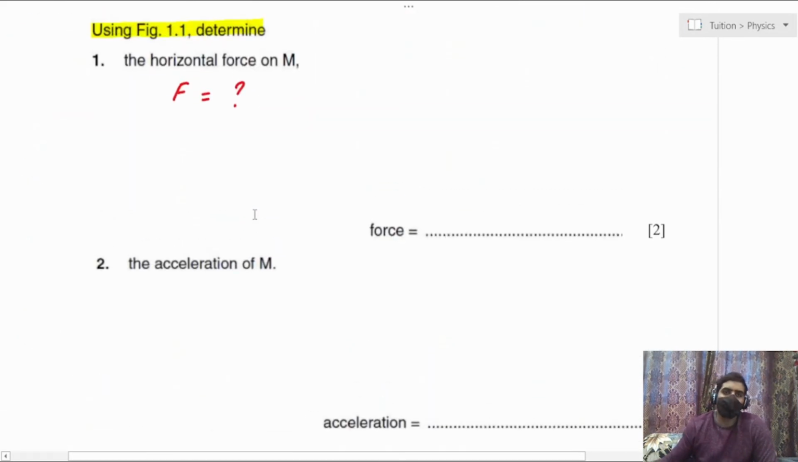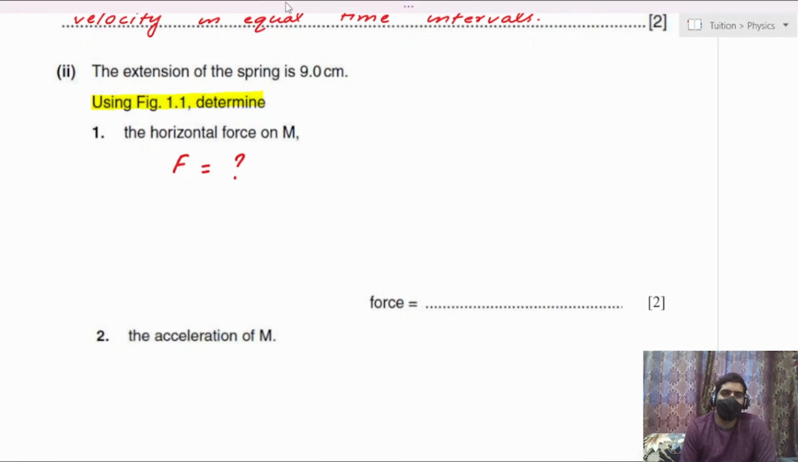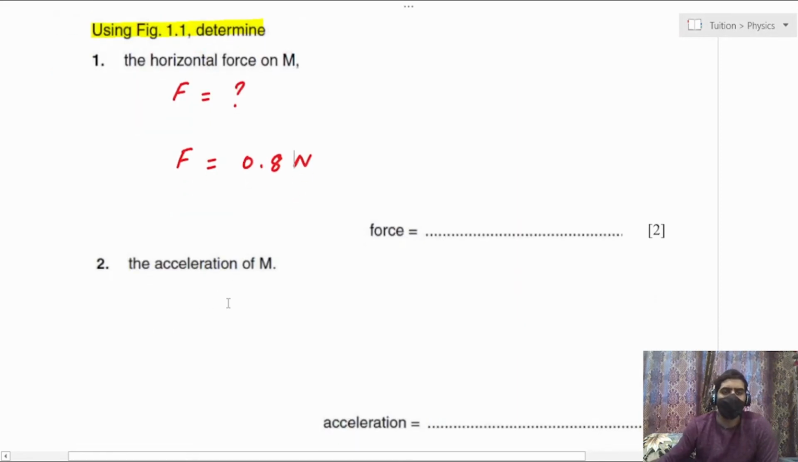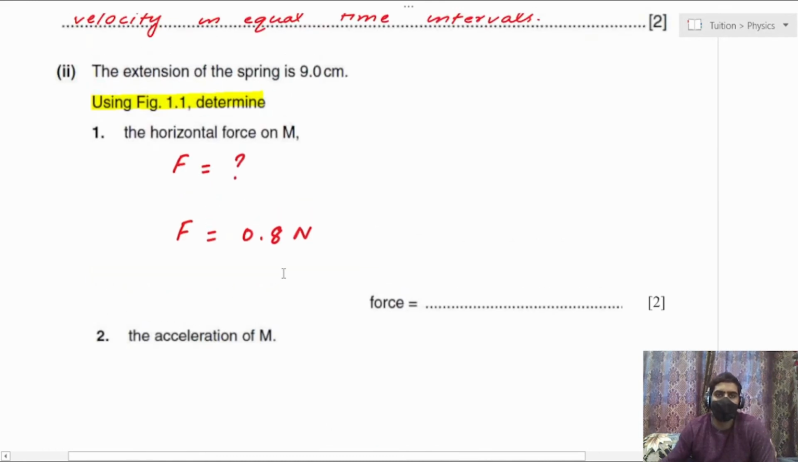So the force was 0.8 Newton. This question might be a little bit tricky for the students because there are one or two things that you need to really consider before you come up with the answer. All right, then in part 2, the acceleration of m needs to be calculated.